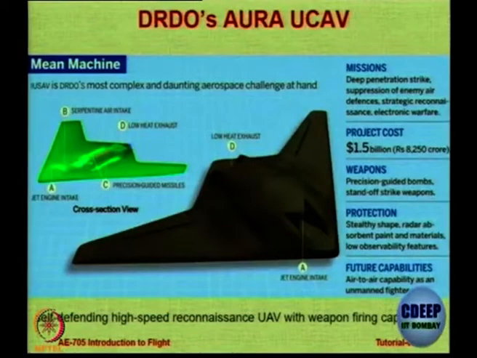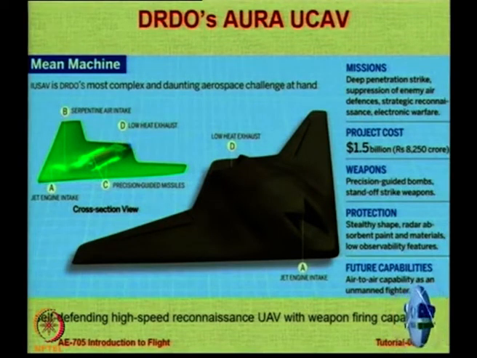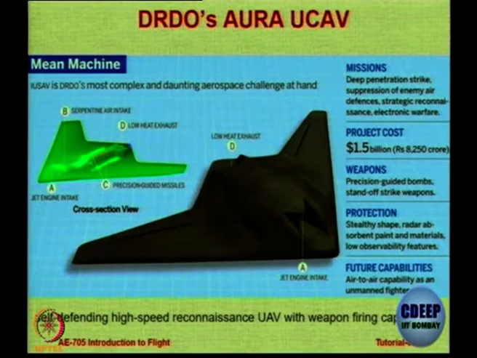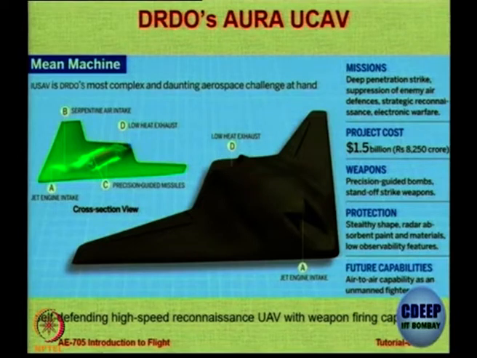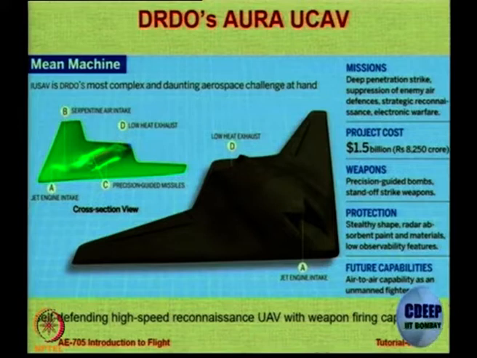All right. And in India also we are looking at a flying wing configuration. So information regarding DRDO's unmanned combat aerial vehicle or UCAV is not very easily available. It's not yet being publicized so much. So some sources, so these numbers may be a little bit off here and there. It's basically the most complex and daunting mission taken up by DRDO as far as aerospace engineering is concerned. DRDO likes to call this aircraft a self-defending high-speed reconnaissance UAV, which also has a weapon firing capability. So that sentence defines AURA.